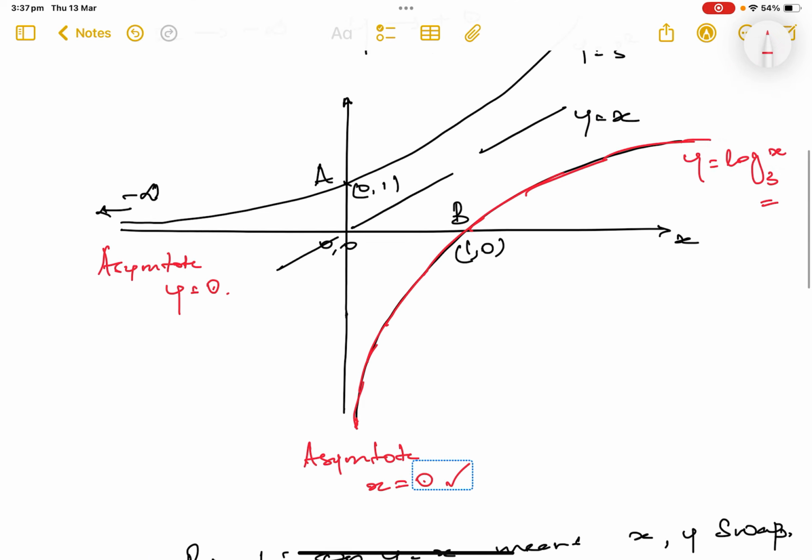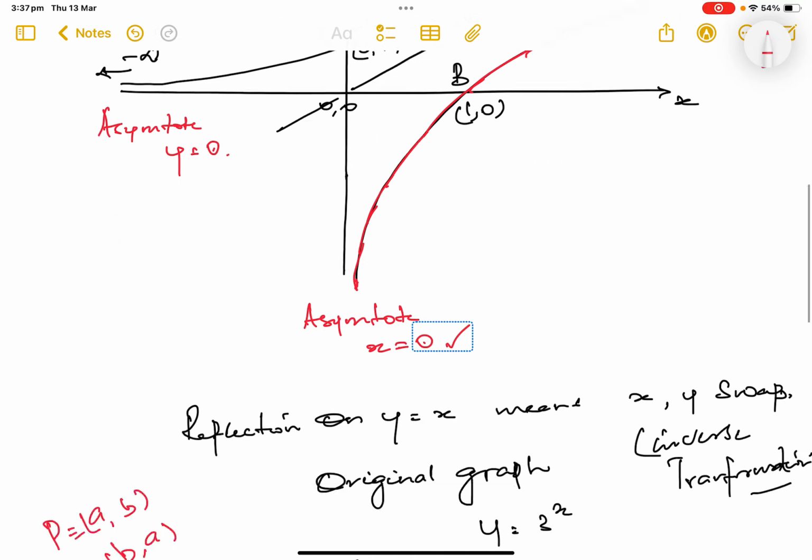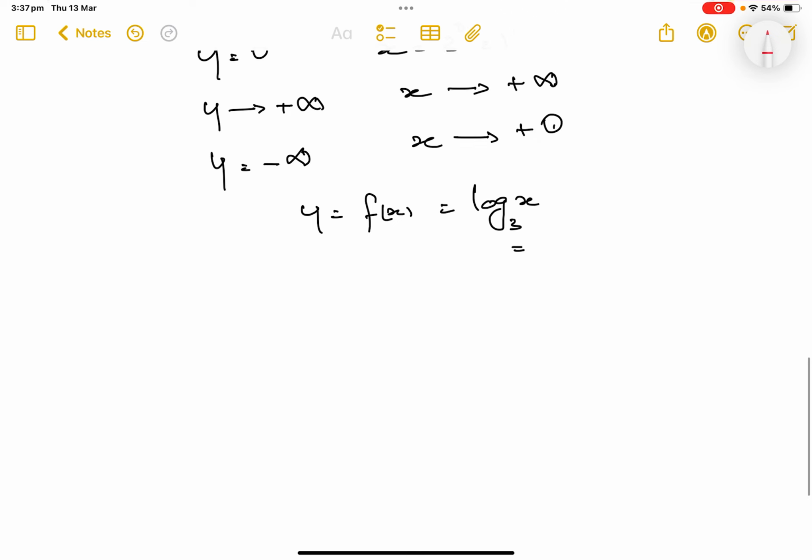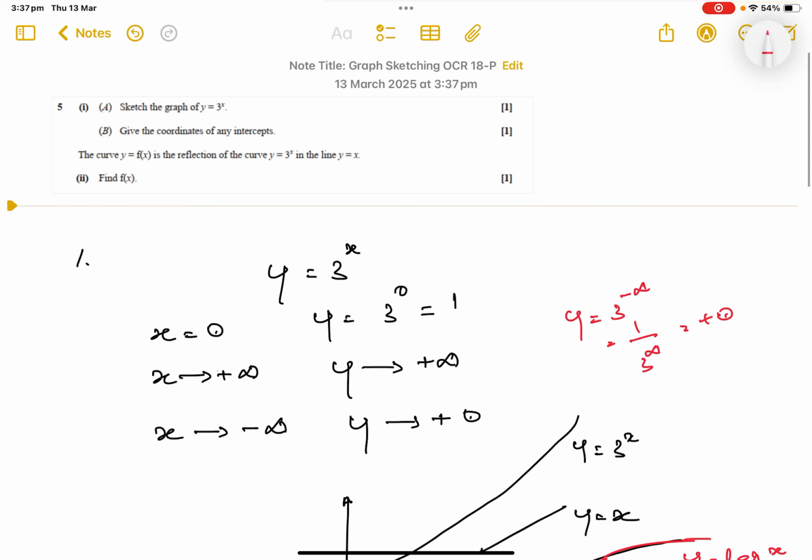So the graph is drawn, even though they haven't asked us to do it, just to give some explanation and clarity. So y equals log base 3 of x. That is y equals f(x), that is log base 3 of x. That's about it. Find f(x).